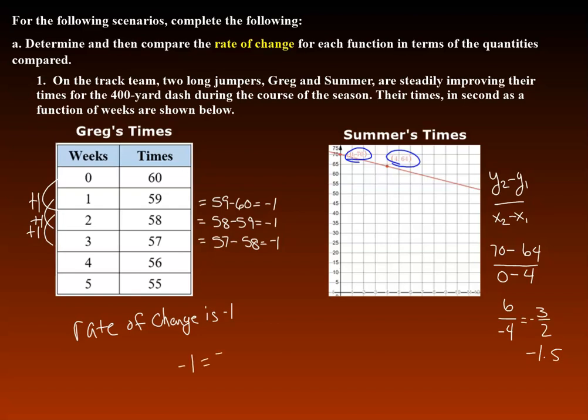So if we look at these two rates of change and think about what they're doing, they're trying to improve their times, which means they need their times to go down. So Summer has a better rate of change than Greg, because her times are going down 0.5 faster.